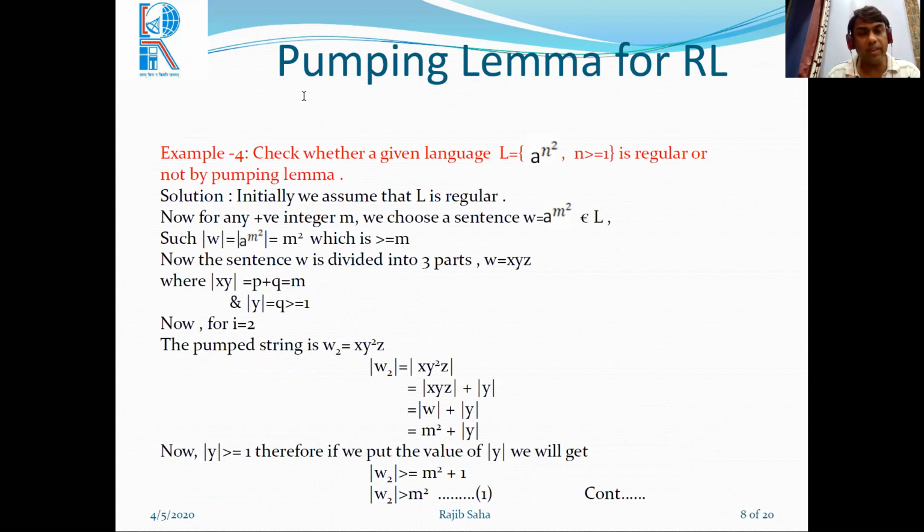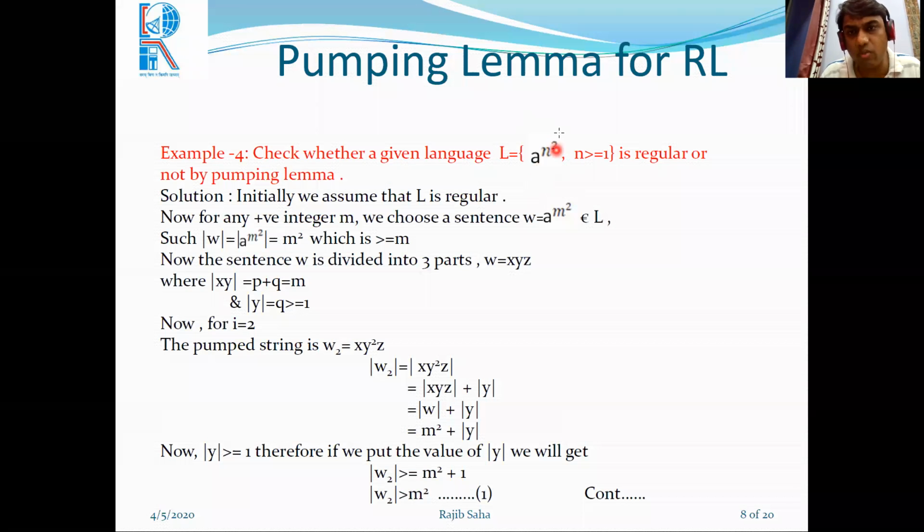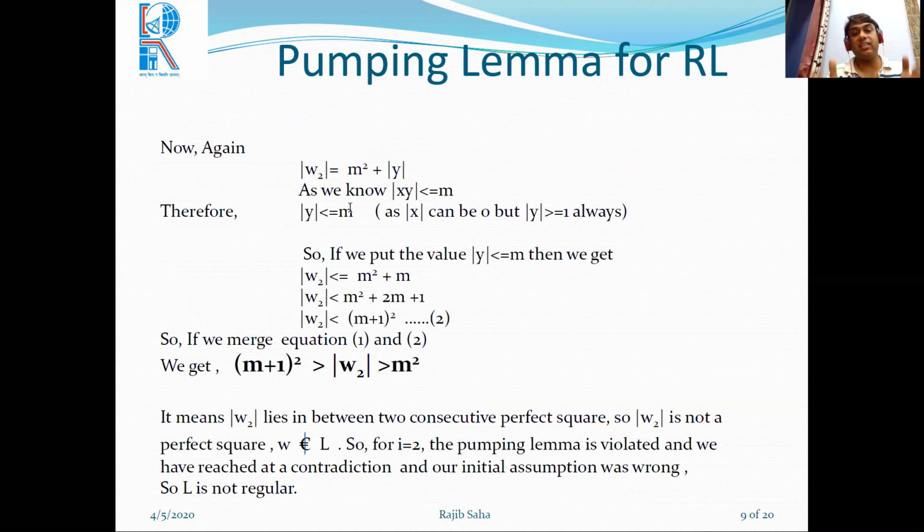Okay, clear? Now my question is, instead of a to the power n square, see my mouse pointer here, what if it is n cube? So what should we do? It is very easy. Here I am taking m square, so definitely it becomes m cube. These three parts and all these things are the same, but definitely it should not be i equal to 2, it is i equal to 3, and it is x y cube z instead of x y square z. Then it divides into mod of x y z and mod of y square, and the rest of the part is the same. And definitely I think you have understood, in that case we need to prove that it lies in between two consecutive perfect cubes, that is m plus 1 whole cube and m cube.